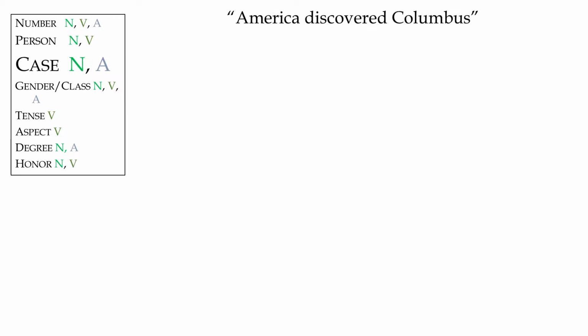When I was teaching in Lithuania, I had a student write this sentence in an essay: America discovered Columbus. Now, this kind of makes it sound like Columbus was on a singing show and America discovered his secret talents. But what the writer actually wanted to say was that Columbus had discovered America. So why would they put this in the wrong order?